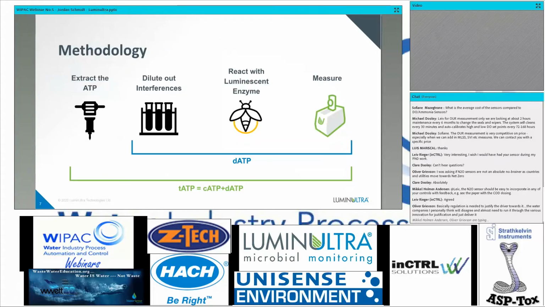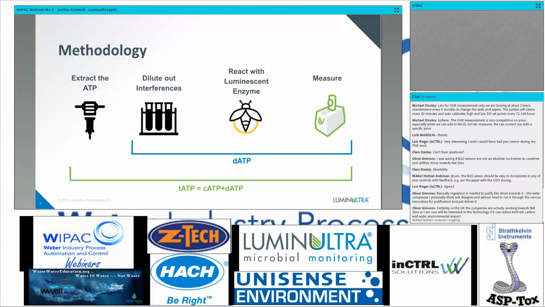So in terms of the methodology, it's really measuring two different things, the total ATP and the dissolved ATP. The total ATP is comprised of both cellular and dissolved, so you can then back out the cellular concentration. So for the total, we're going to extract the ATP, which is the cellular. And then for both metrics, we're going to dilute out any interferences. There are a lot of potential interferences in a wastewater matrix. We're going to dilute those out.